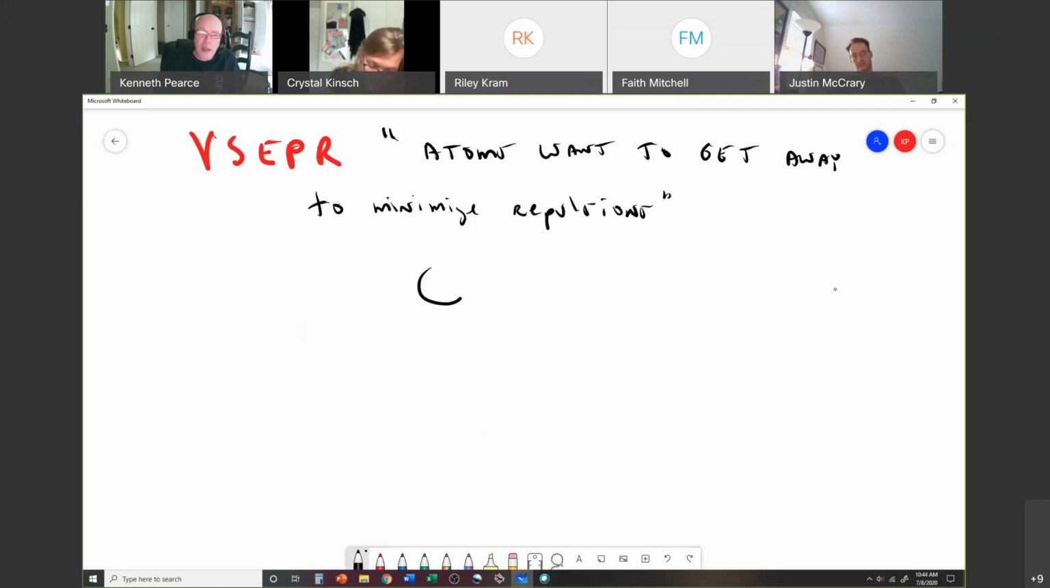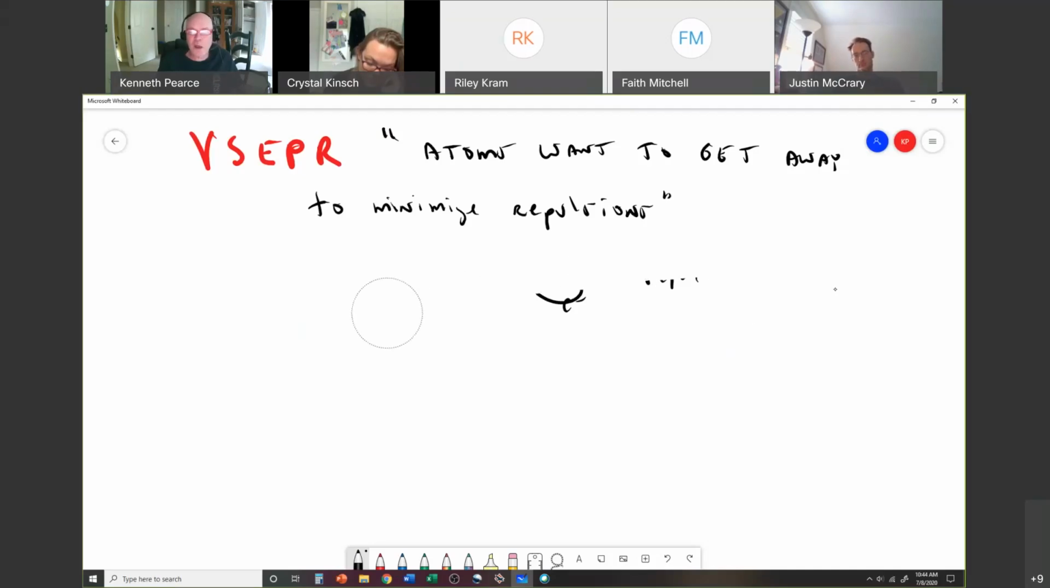So if you take any atom and put it next to any atom, they're going to see these electrons on the outside, and they're going to want to get away from each other. They're going to want to push away from each other because like charges repel. Okay, so they're going to repel in general. If they're not bonded, they're going to want to get away from each other. All right, so what does that mean?